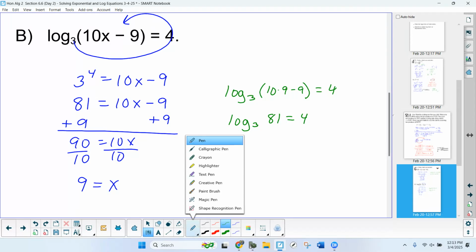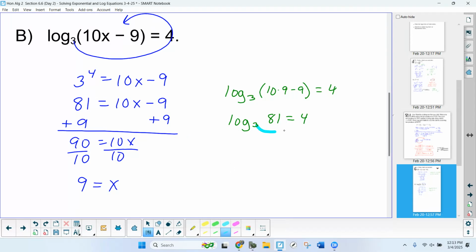Think about this. Now, some of you are using your calculator. You don't need to. Does 3 to the 4th equal 81? Yeah. So did that work? Yes. All right. So that was a complete review of yesterday.